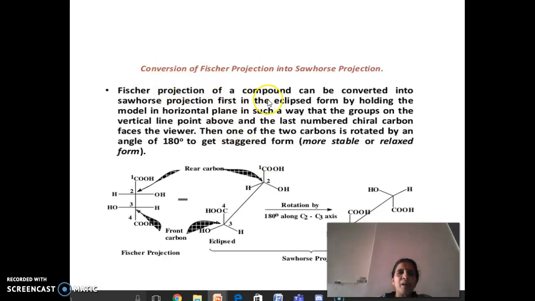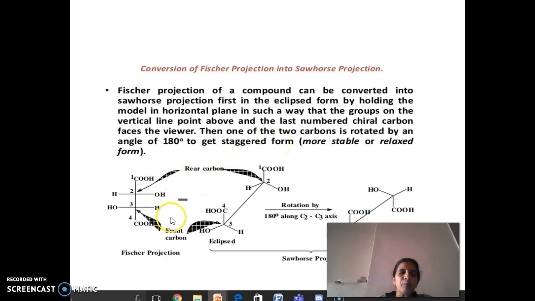Fischer projection of a compound can be converted into Sawhorse first in the eclipsed form by holding the model in the vertical plane in such a way that the groups on the vertical line point above, and the last numbered chiral carbon atom faces the viewer. Then one of the two carbons is rotated by an angle of 180 degrees to get the staggered form.